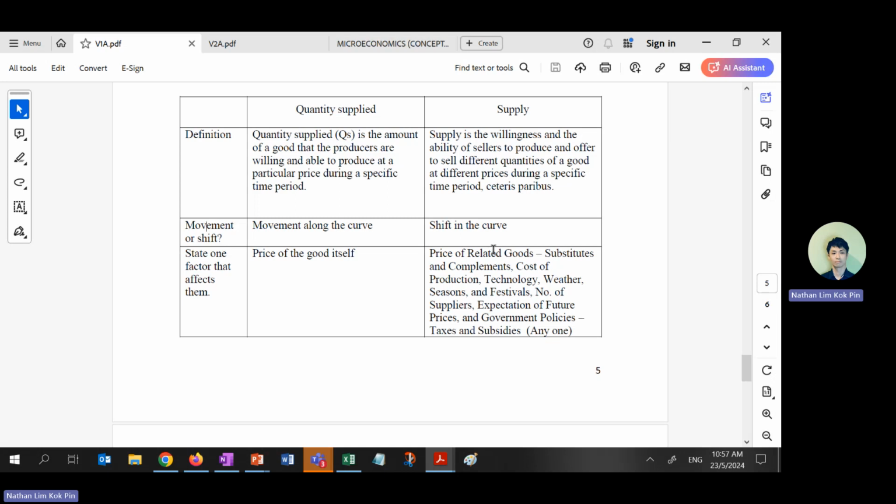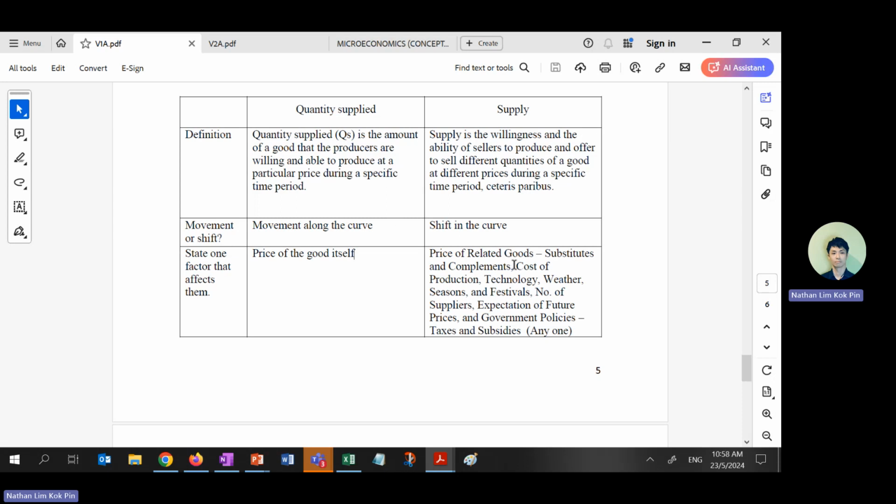Wait. I never asked you to write expansion, contraction. Just movement, shift. Never mind. Give up already. State one factor. This one also. Oh my god. There's only one factor for quantity supplied, ladies and gentlemen. I said already many times. Quantity supplied is the price of the good itself. Price of the good itself. Why is it so hard?